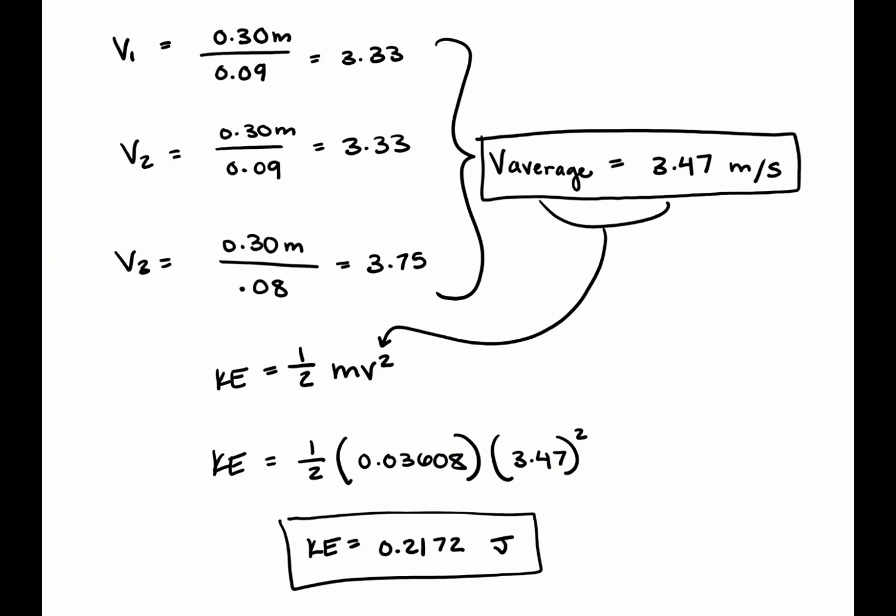The kinetic energy, or KE, equals 1/2 times mass times velocity squared, based on the car's mass and velocity. With an average velocity of 3.47 meters per second, the kinetic energy reaches 0.2172 joules. The kinetic energy is less than the calculated potential energy because air resistance and friction cause energy to be lost as heat or sound, and the car to move at a slower velocity than predicted.